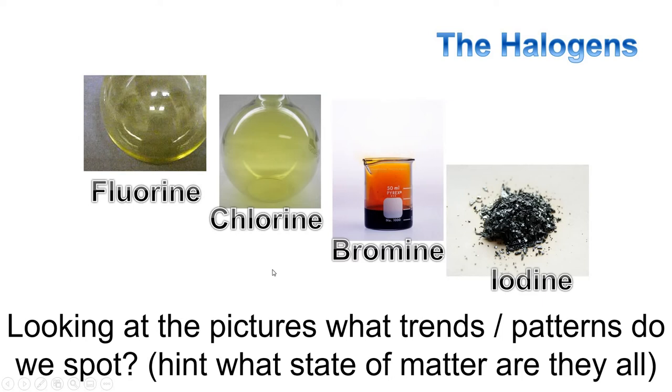Okay, so what I'd like you to do next is have a look at the pictures of each of these different halogens, and tell me what trends or patterns you can spot. A hint is, what's the state of matter they're all in? So write yourself just a very quick sentence about that. What trends do we see, especially about what state of matter they're in?